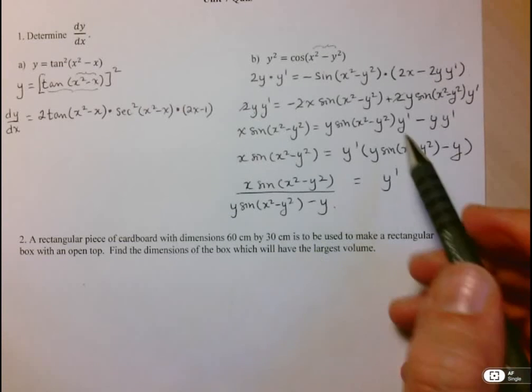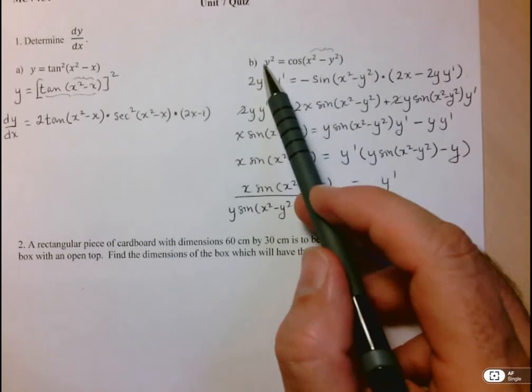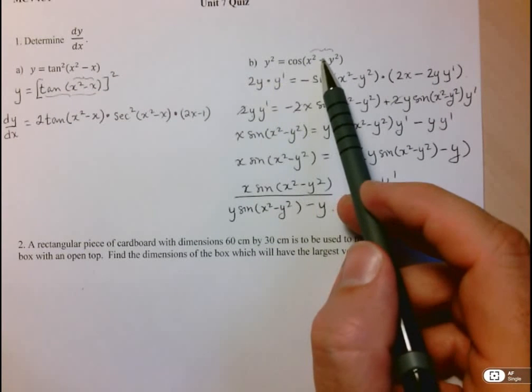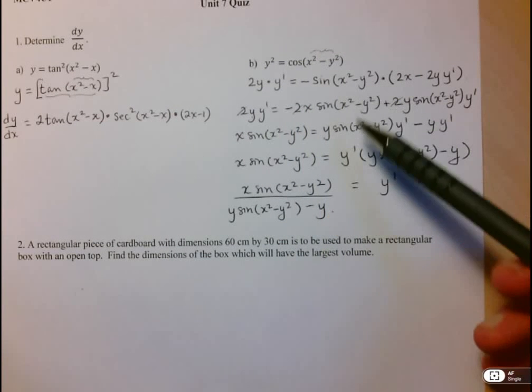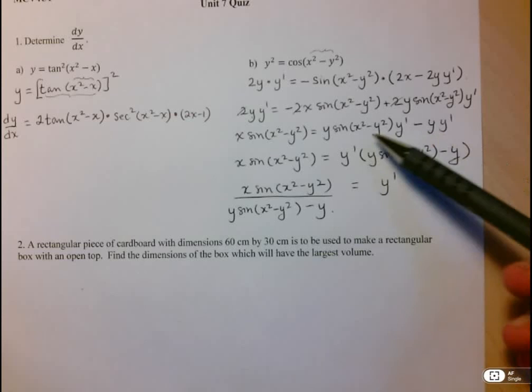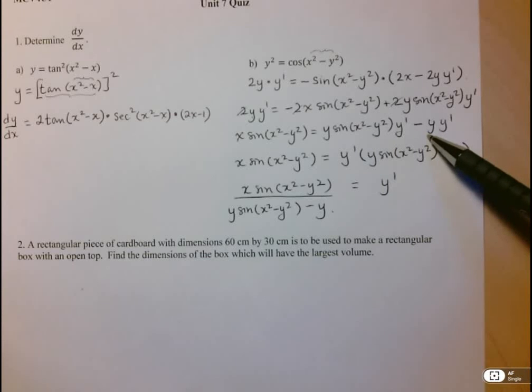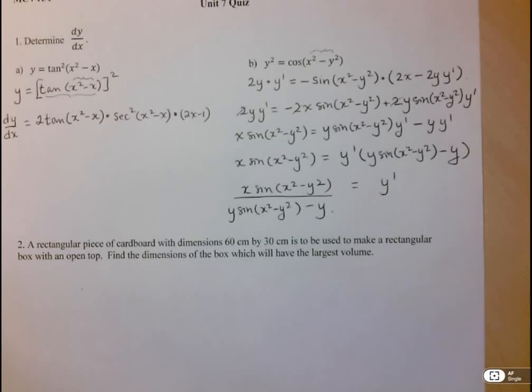A bit of work to do, but let's recall how implicit differentiation works. You differentiate both sides of the equation with respect to x, making sure that you're applying the chain rule where appropriate. Group together all the terms that have a derivative of y with respect to x, and then isolate it. That's it for number 1.